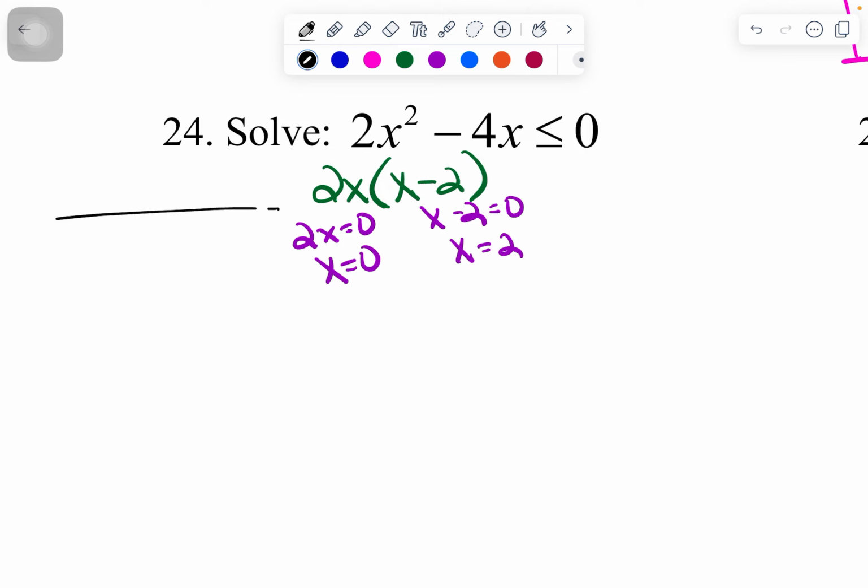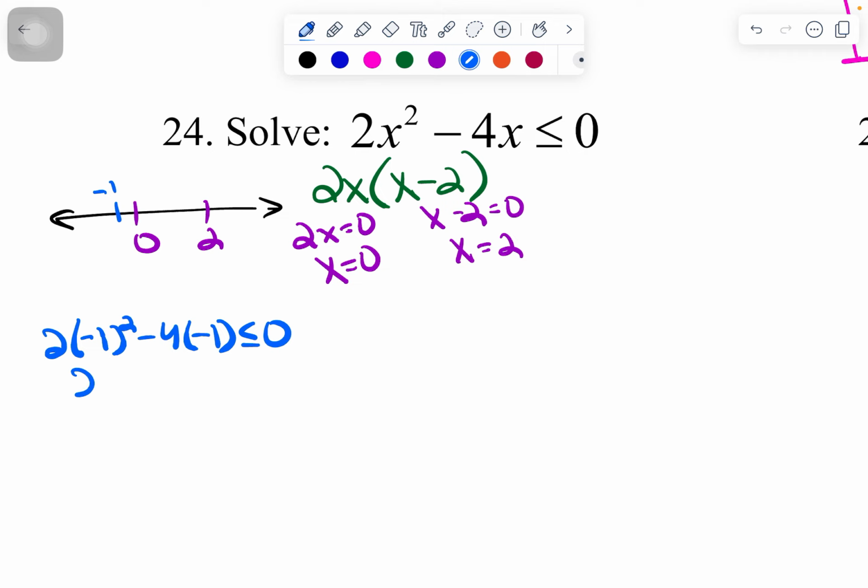On a number line, let's fill in 0 and 2. I want to test each interval to see if it works. Something less than 0, I'm immediately going to pick -1. So 2 times -1 squared minus 4 times -1, I want that to be less than or equal to 0. -1 squared is 1, 1 times 2 is 2, -4 times -1 is +4, 2 plus 4 is 6. 6 isn't less than or equal to 0, so that's false.